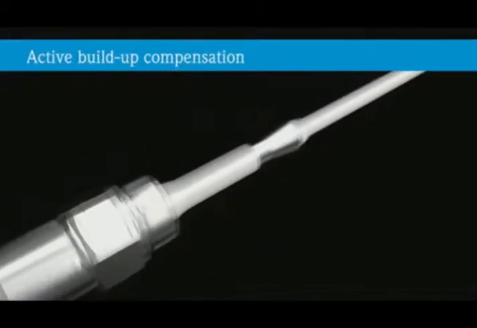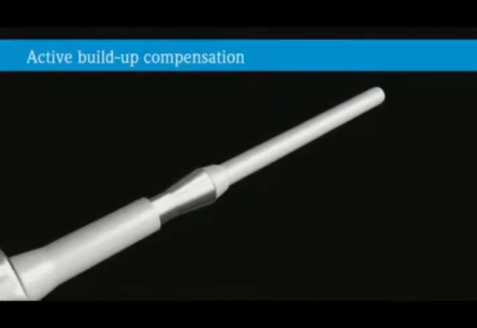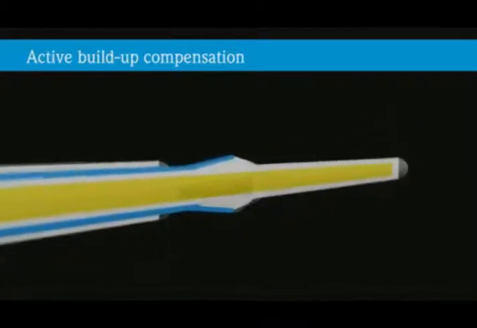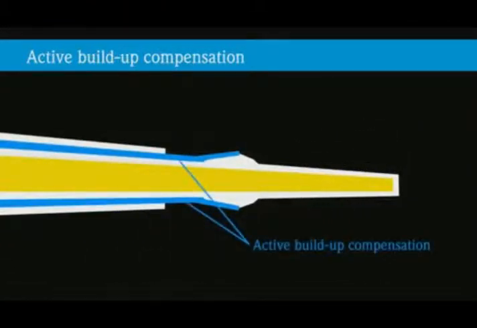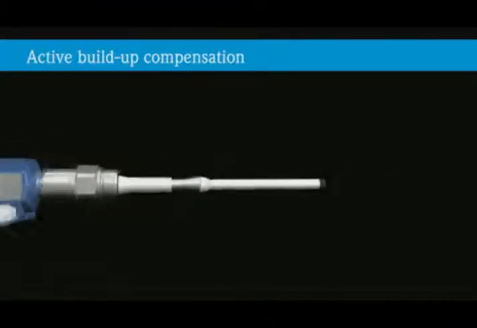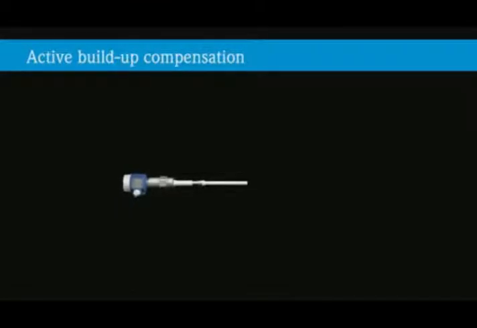Endress & Hauser has developed a capacitive probe with active buildup compensation. The probe has an additional protective electrode with the same potential as the measuring probe, which not only generates one electric field, but two identical fields.